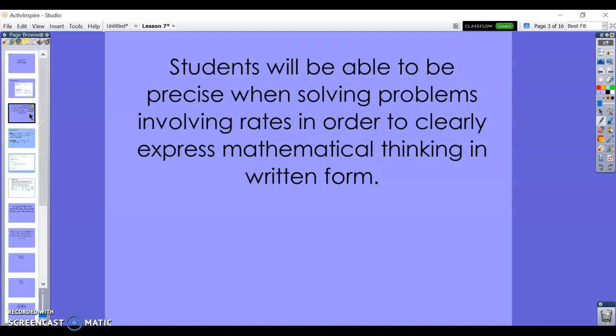Our learning objective for today is students will be able to be precise when solving problems involving rates in order to clearly express mathematical thinking in written form.